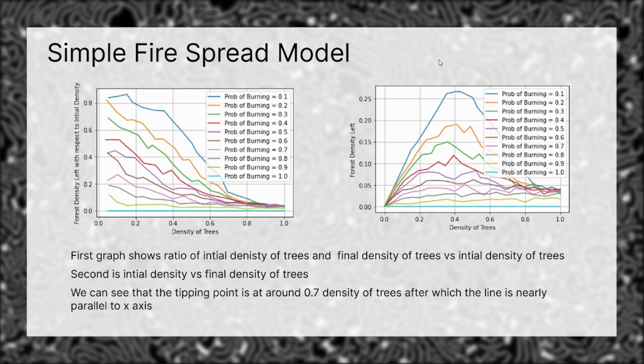That point is called a tipping point. After the tipping point, it isn't changing as much as it was before, so the line seems parallel to the x-axis.